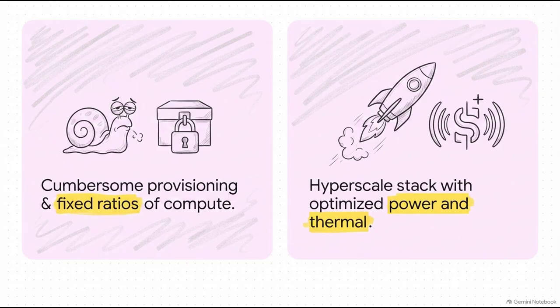And this brilliantly illustrates the stark contrast between the past and the future. The traditional IT paradigm relied on super cumbersome hardware provisioning. Rigid, fixed ratios of compute, storage, and networking. It literally just can't adapt to modern demands. The new AI paradigm? Well, that requires a hyperscale-class unified software stack. It absolutely demands relentless optimization of power usage effectiveness, or PUE, and strict thermal management. Why? Because these new GPU-powered supercomputers run incredibly hot and just devour vast amounts of energy.